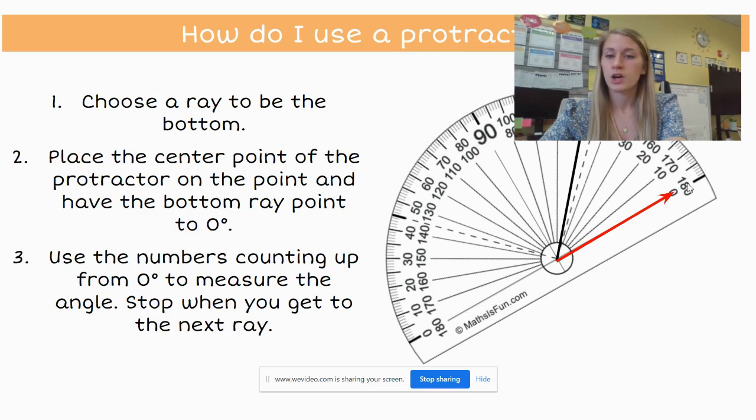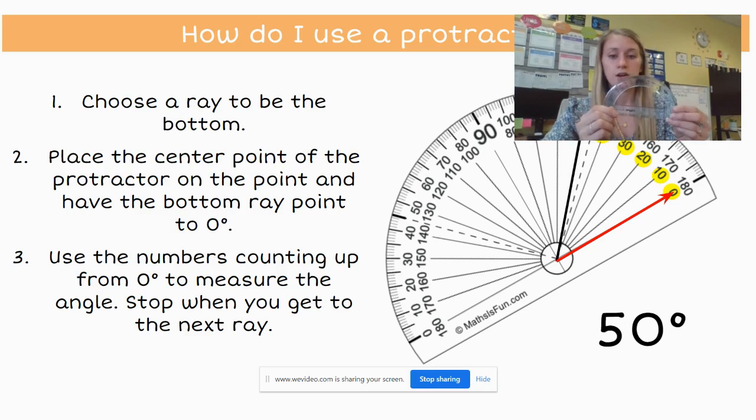Notice I'm not starting at 180 because we don't start at 180 when we count. We start at 0, just like when we count up. So from 0, we're going to count up until we hit the next line. So we're going to go up, up, up, 10, 20, 30, 40, and our next line hits at 50 degrees.